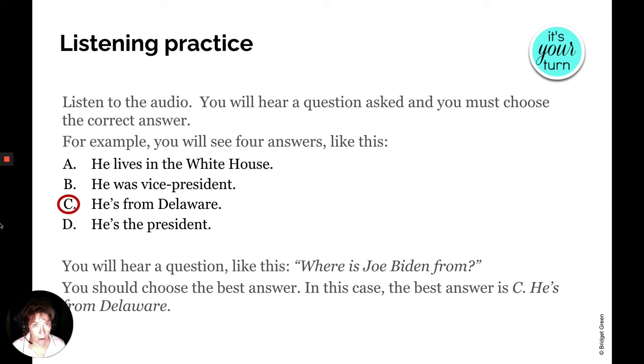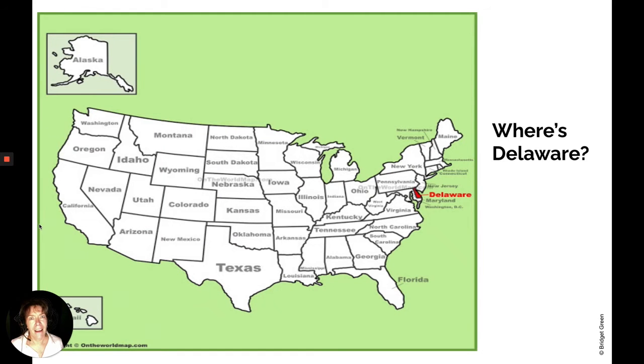He's from Delaware. But wait, where is Delaware? You want to know where Delaware is? Well, Delaware is on the East Coast. Where's Delaware? There. Way over there. And then down here you'll see New York. New York is right there. Where's Washington? Washington's way over there. Okay, anyway, what were we talking about? Oh yeah, listening practice. Let's do some listening practice.